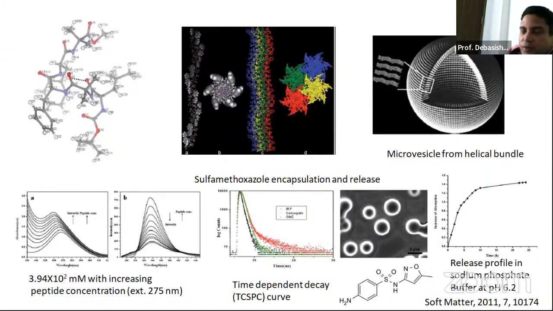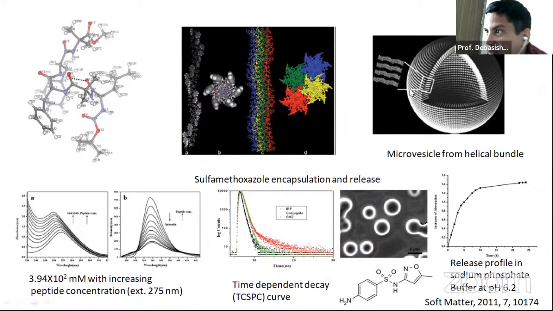And we also have the solid state structure of the peptide, from which we found that the peptide actually adopts a helical backbone conformation, and that helical backbone conformation further self-assembles to form a helical bundle structure, which actually further self-assembles to form this kind of spherical material. And we use this spherical peptide nanosphere for drug delivery purposes. So this is the drug molecule, sulfamethoxazole.